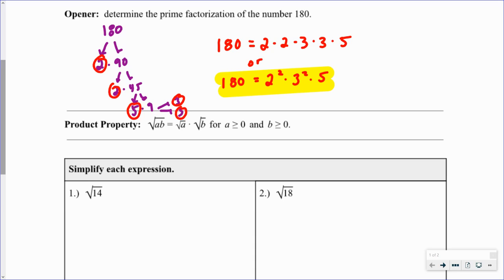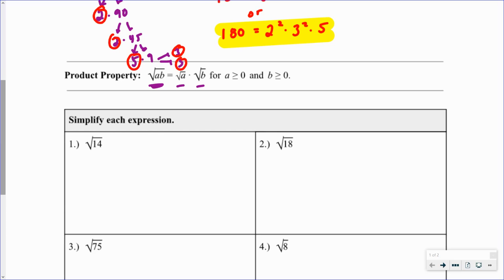You'll look at cube roots in the future, fourth roots, fifth roots, but right now we're going to focus primarily on square roots. So the property is this: the square root of a times b, which is this statement right here, is equivalent to the square root of a times the square root of b, as long as a and b are both greater than or equal to 0. So we're not going to be taking negative square roots in these scenarios. So let's take a look at these expressions.